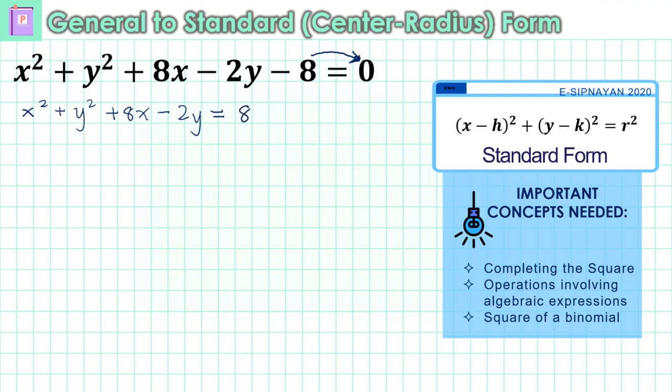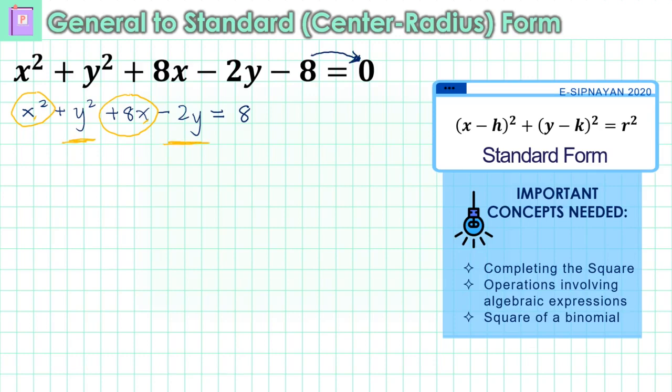Our next goal is to make the equation similar to the standard form. So basically, we need to first group the terms with similar variables, and that would be x squared and positive 8x. So now, why are they considered as terms with similar variable? Because they both contain the x variable. Another terms with similar variables would be y squared and negative 2y.